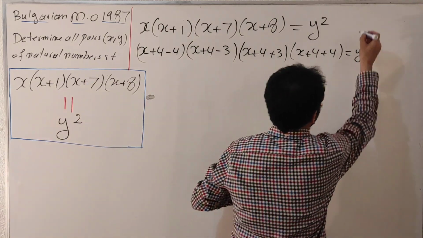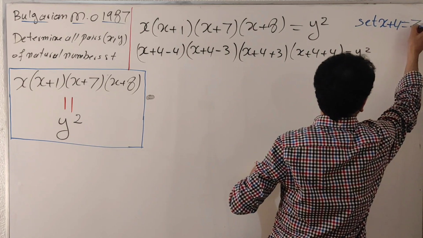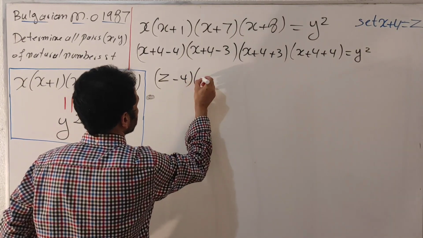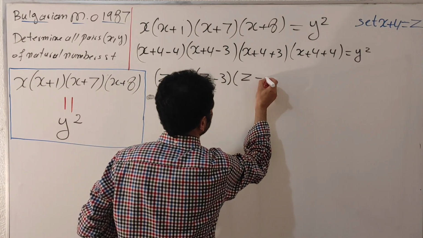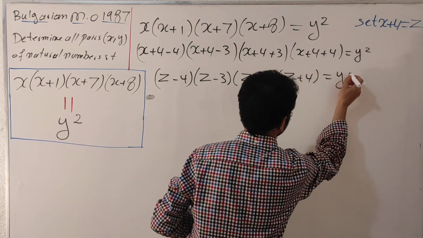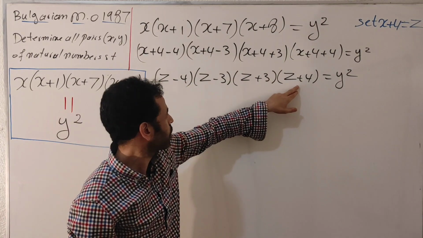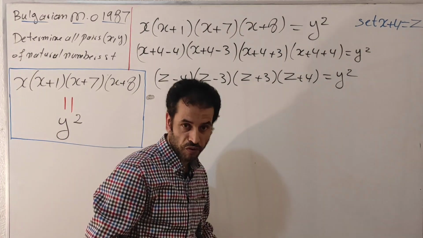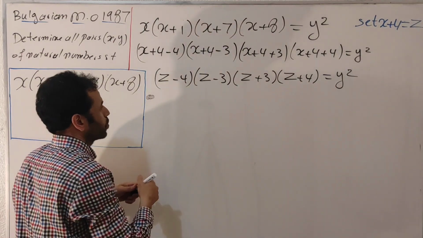I'm going to set x plus 4 equals z. Okay, I'm going to put z minus 4 factor z minus 3 factor z plus 3. The last term I will have z plus 4 equals y square. Okay, so it's very clear here. I see z minus 4 and z plus 4, and see also z minus 3 and z plus 3. This one is expressed as a factorization of the difference of two squares. Same thing with this one. So I'm going to group them and make them together.